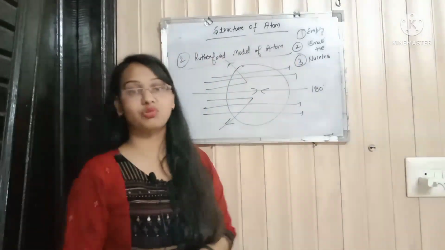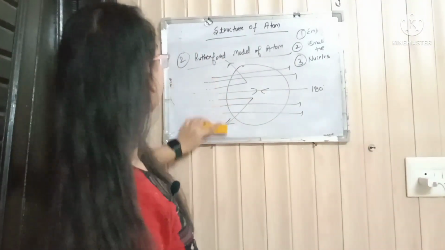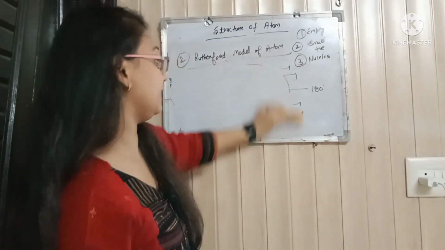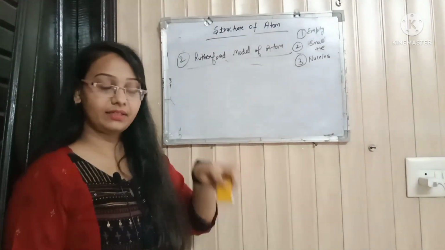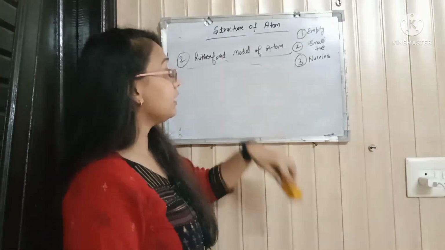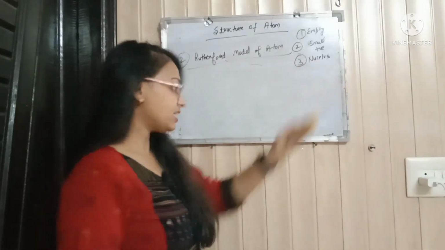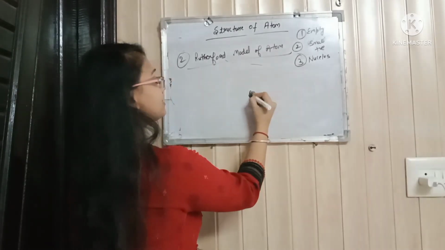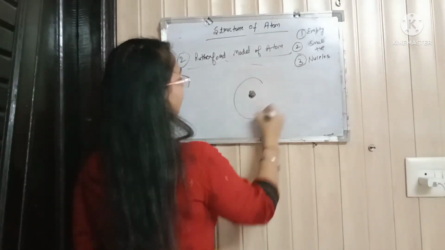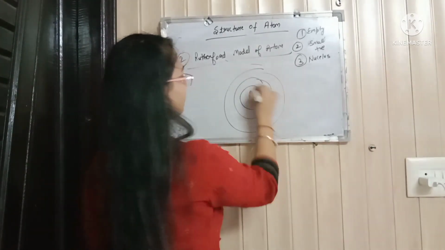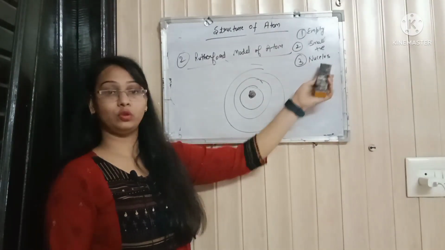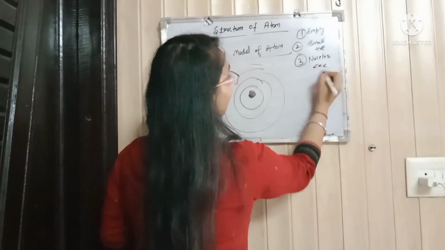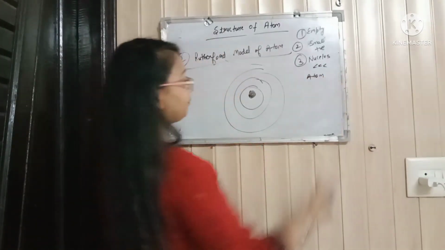So based upon these three conclusions, Rutherford put forward his model and he said that inside the atom at the center there is a positive portion, and they named it the nucleus, and electrons are revolving around the nucleus. Also, the size of the nucleus is very small as compared to that of the atom.